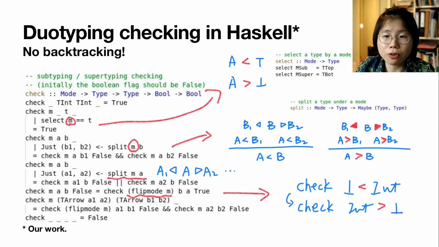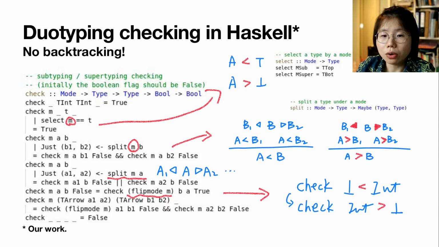it initially is false. And if we want to check a sub top or a super type bottom, these are trivially true, as the first red arrow shows. But if you want to determine if bottom is less than int, it will not be caught by this case and will go to the last red arrow, where the mode is flipped, and we turn to check if int is bigger than bottom. Int is bigger than bottom can then be taken by the first red arrow.